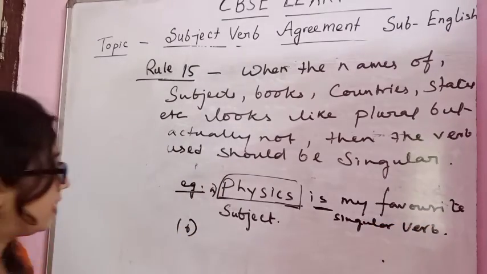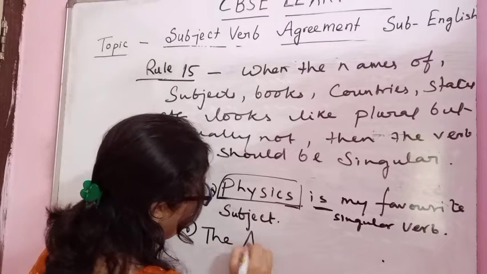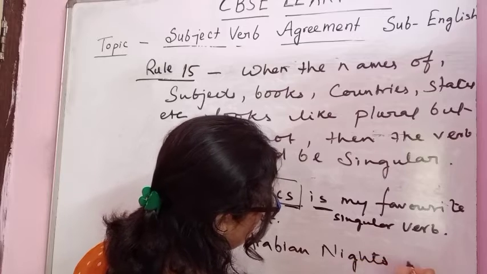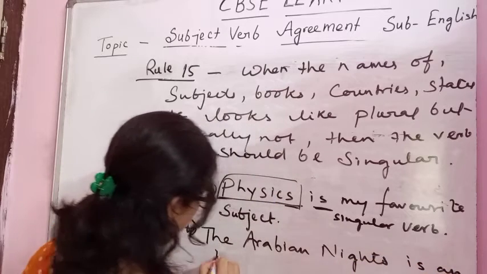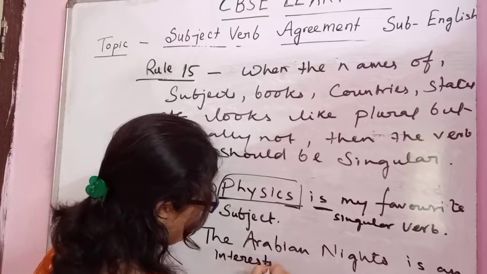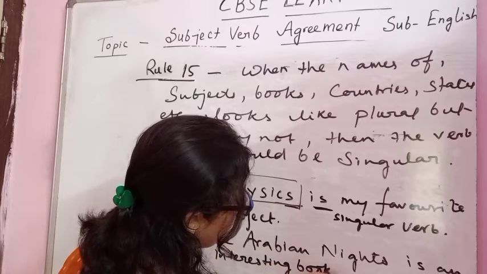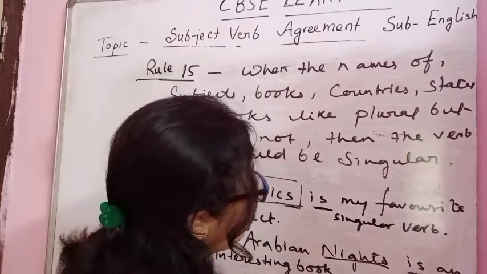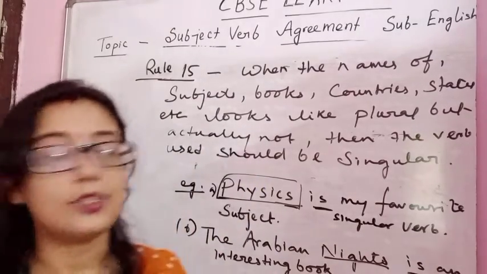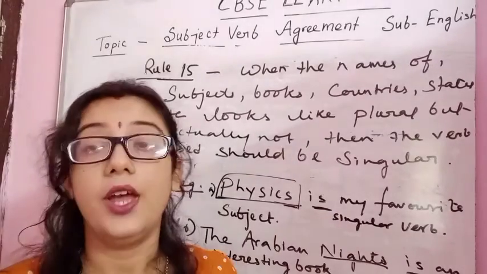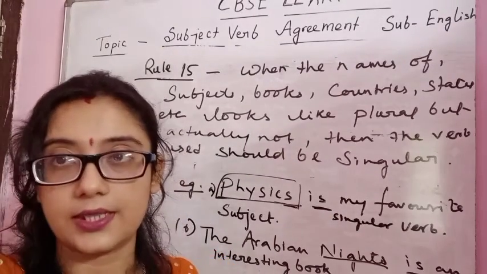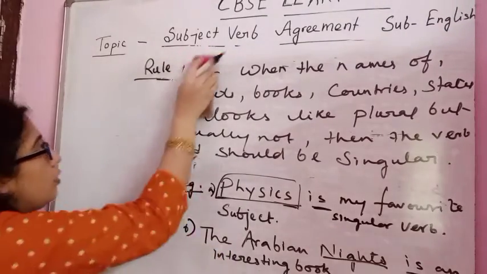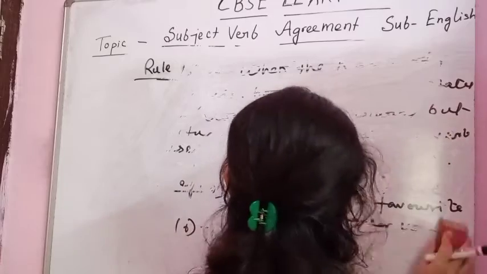Number B: The Arabian Nights is an interesting book. So this is also looking plural, but actually not. This is the name of a book, so we have to use the singular verb. Okay. So I hope up to rule 15 is clear to you. Next, one more rule, that is rule 16. Now the last rule, rule 16.